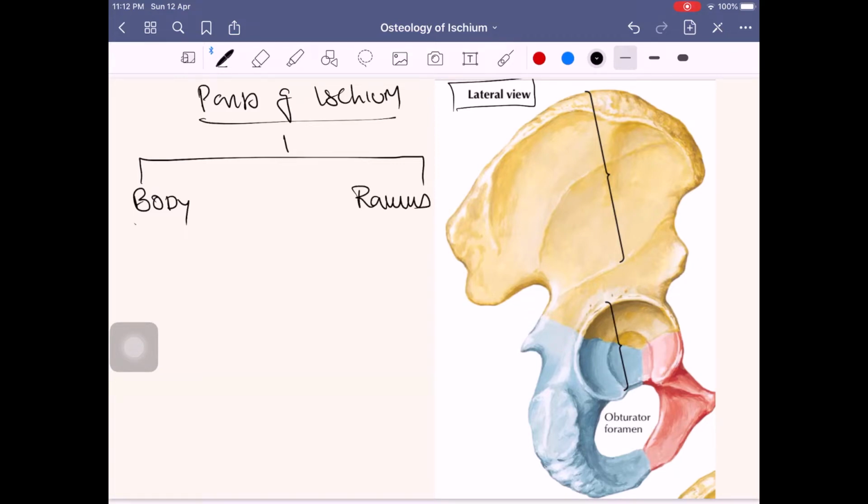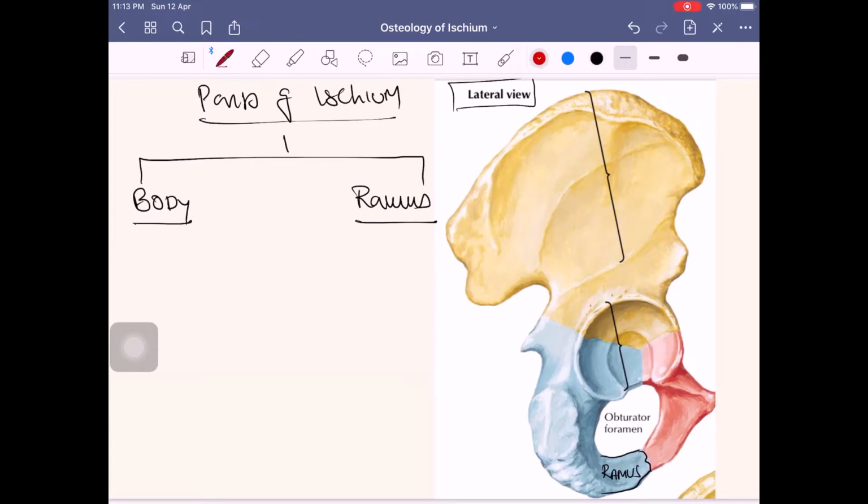Now where is the body and where is the ramus in this picture? The ramus is a very small part. I can show you the ramus. This extension which I am drawing in the figure, this portion, this extension is what we call a ramus.